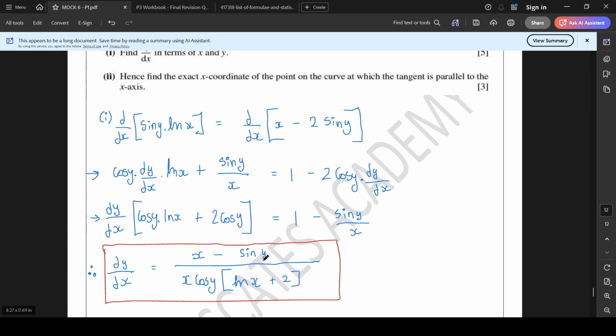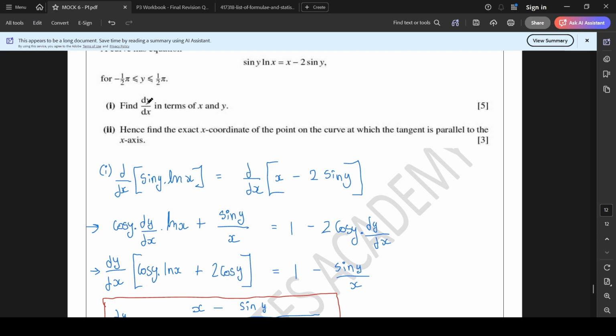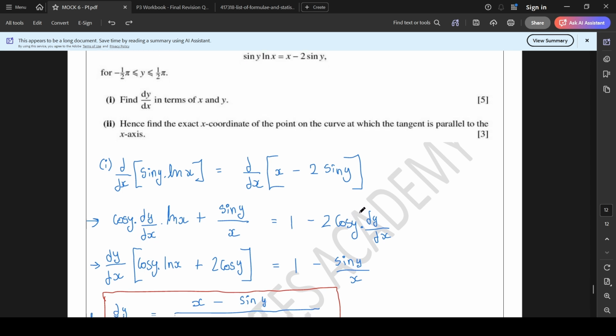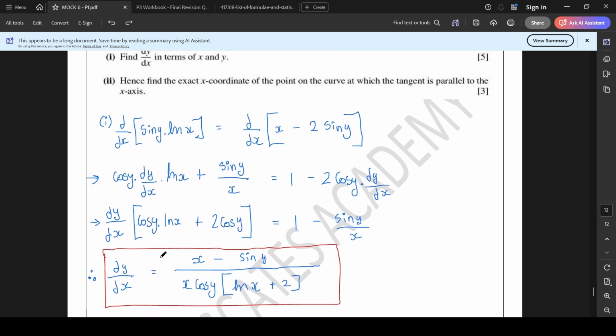So that's how I'm going to do the first part. So yeah, if you are aware that if you are taking the derivative with respect to x, and if you are taking the derivative of a y term, you always need to multiply it with dy/dx, as you can see over here. Apart from that, it's just normal differentiation that you have learned, and making dy/dx the subject of the formula.